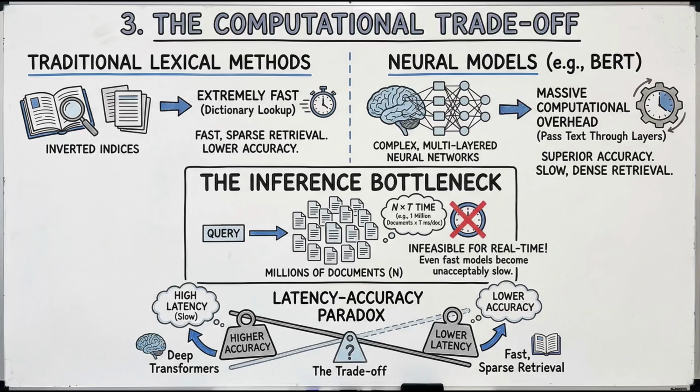This leaves us caught in what we call the latency accuracy paradox. You can choose higher accuracy, which requires those deep transformer-based encoders, or you can prioritize lower latency, which requires sticking to those faster, traditional search methods. Finding the balance between these two is one of the biggest challenges in modern information retrieval.